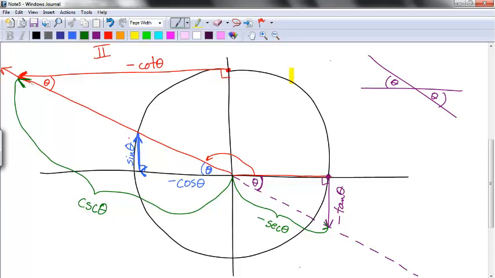In quadrant 2, what should be positive? Sine and cosecant. All the rest of them should be negative, so check your drawing. Sine and cosecant are positive. All the rest of them are negative. Do you have 6 arrowheads? Everybody okay with that one?